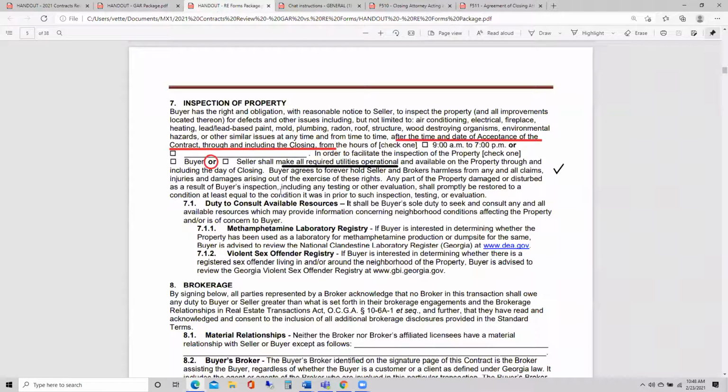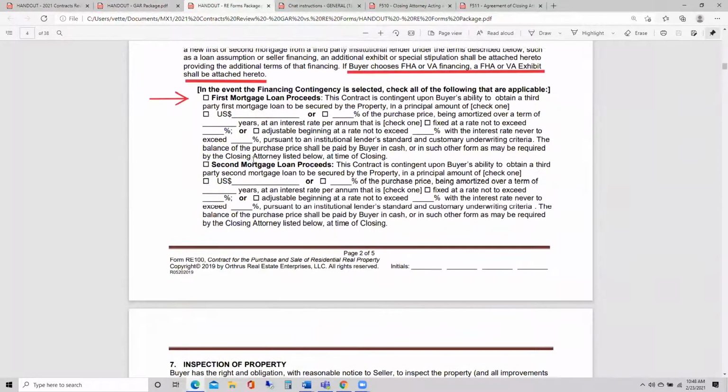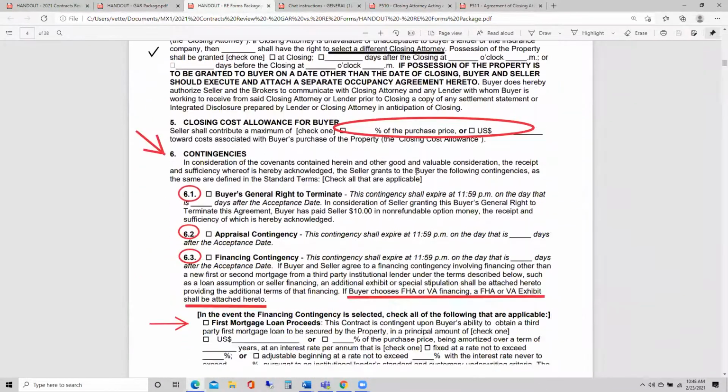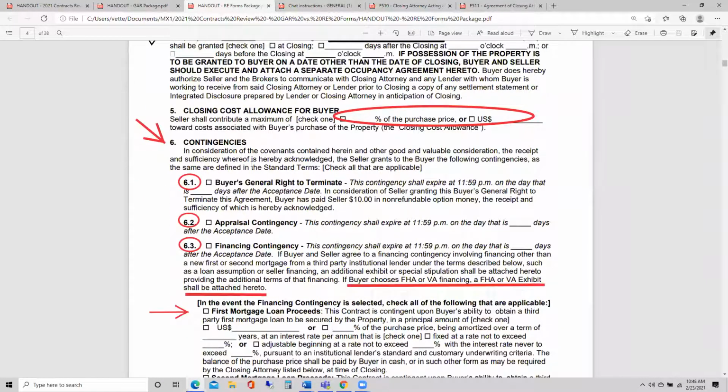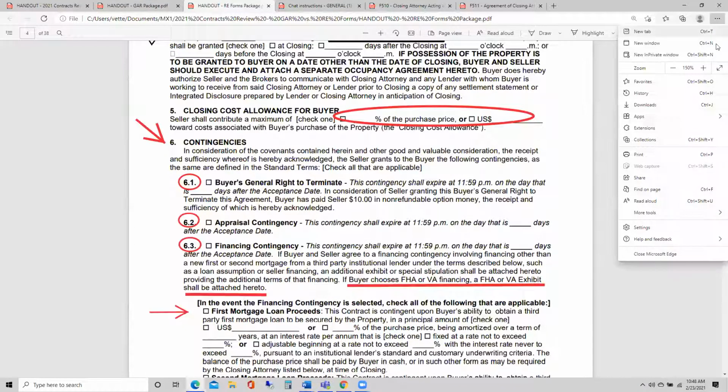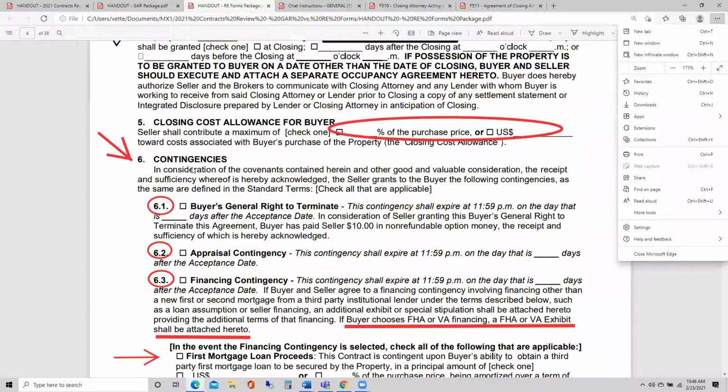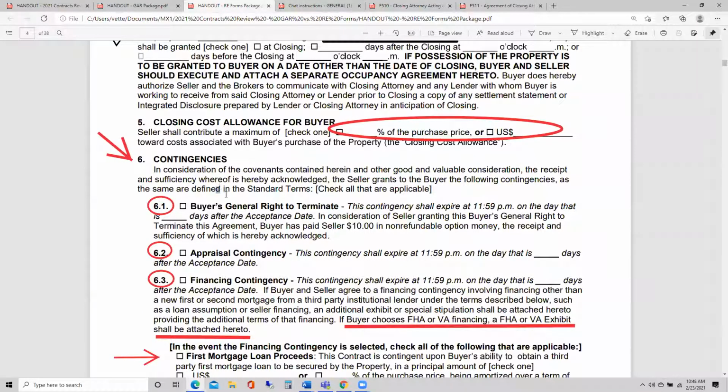In the RE Forms contract, there are 3 built-in contingencies. So I'm back on the RE Forms now. This is the purchase and sale agreement, and 3 built-in contingencies. One is the buyer's general right to terminate, which is the same thing as the due diligence period. Again, seller grants the buyer the right to terminate this agreement for any or no reason and get their earnest money back if they do so and send notice blank days from binding agreement date.